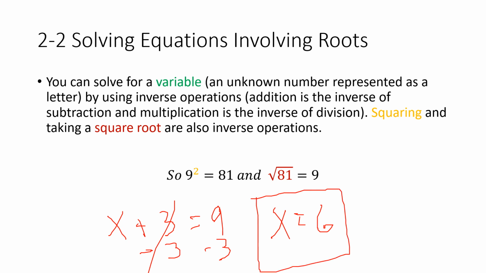Well, we can do the same thing using square roots and cube roots. So let's take a look. 9 squared equals 81. And that means that the square root of 81 is 9. We learned that in 2-1. So let's put this all together and see how we can use square roots and cube roots and inverse operations to solve for a variable.